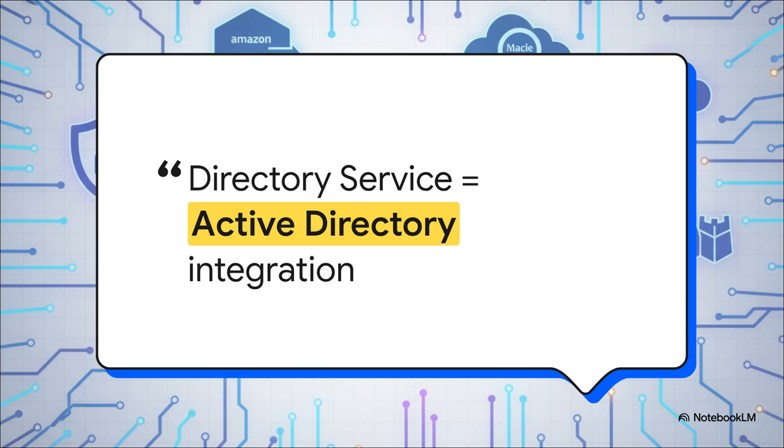Let's hit another really quick, vital exam tip. If a question asks how a company can let employees log into AWS using their existing on-premises Windows corporate credentials, your direct answer is AWS Directory Service. Basically, if you see Microsoft Active Directory integration, think Directory Service.